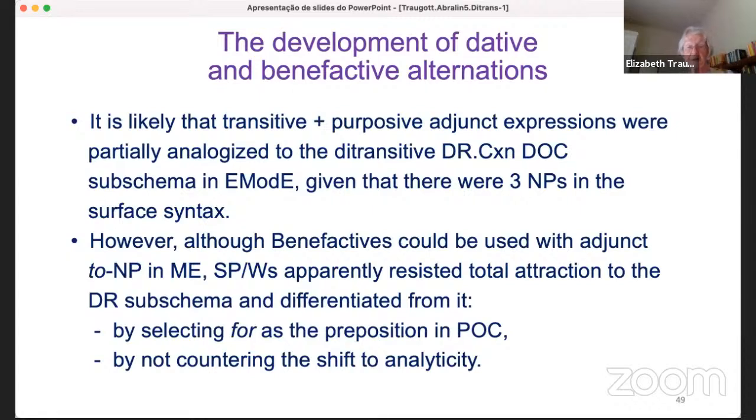So while it's likely that the transitive plus purposive adjunct expressions were partially analogized to the ditransitive direct recipient construction, given that there were three MPs, and although the benefactives could be used with an adjunct to MP in Middle English, speakers and writers apparently resisted total attraction to the direct recipient sub-schema. They differentiated it by selecting for as the preposition in POC. As I showed, there were various prepositions that were available in late Middle English in the POC for benefactives. And they differentiated it by not countering the shift to analyticity.